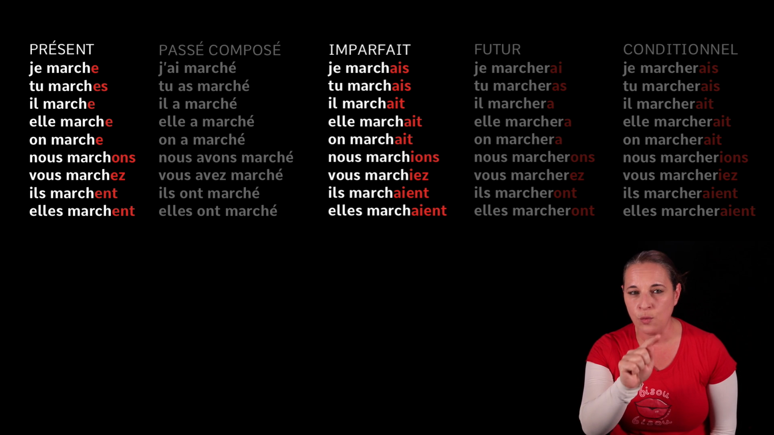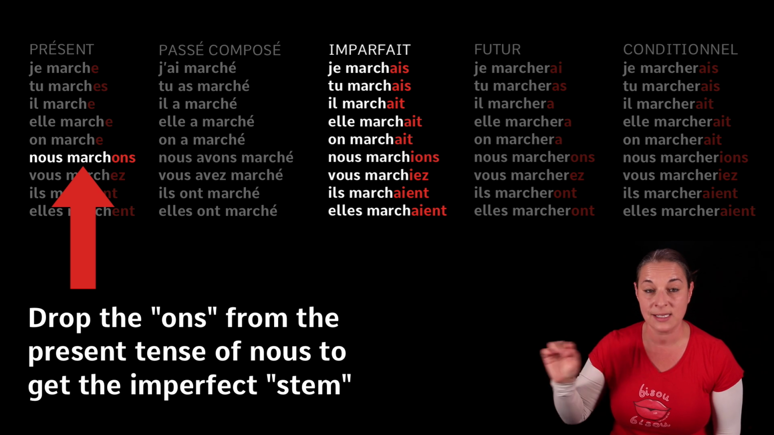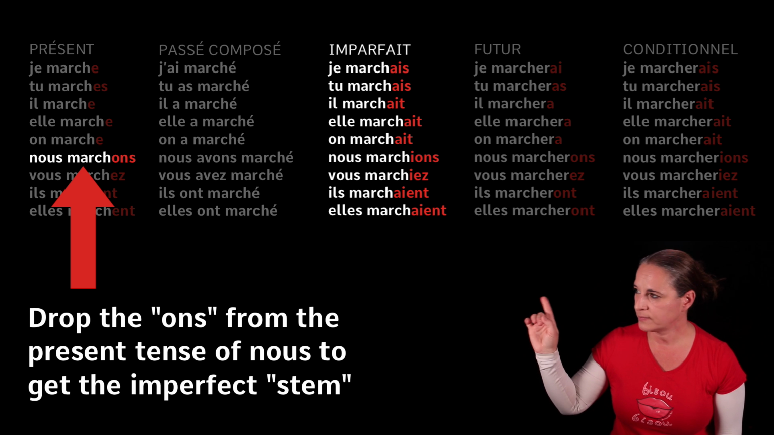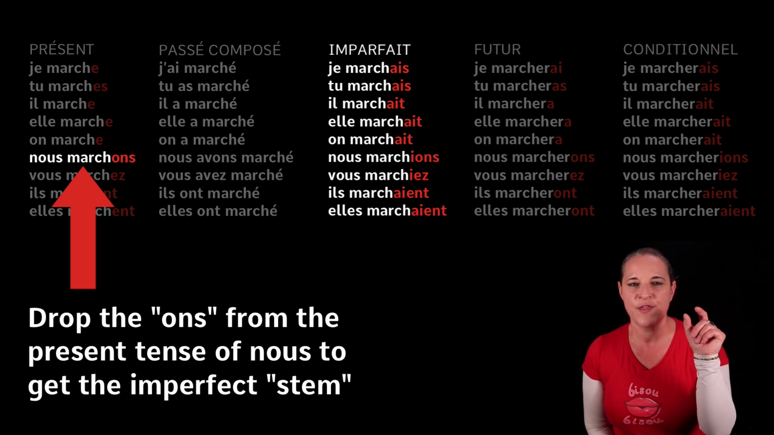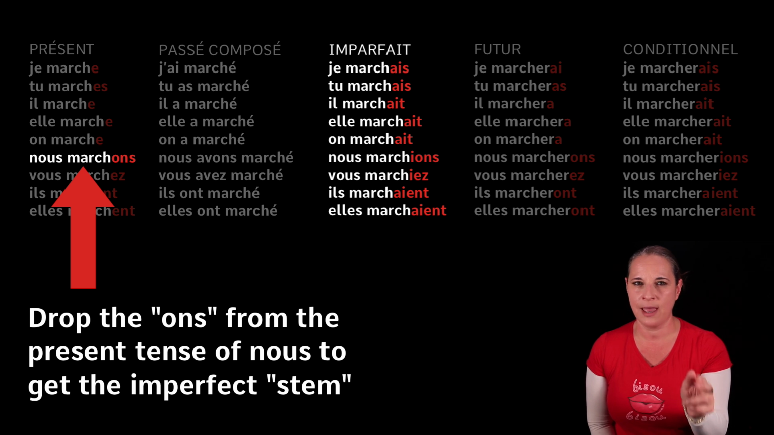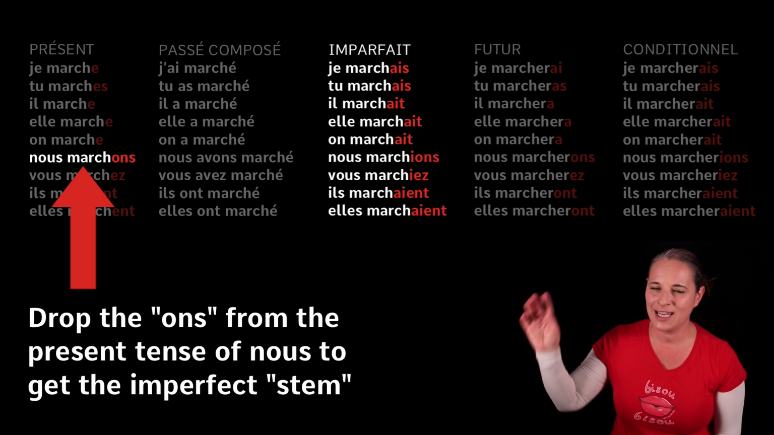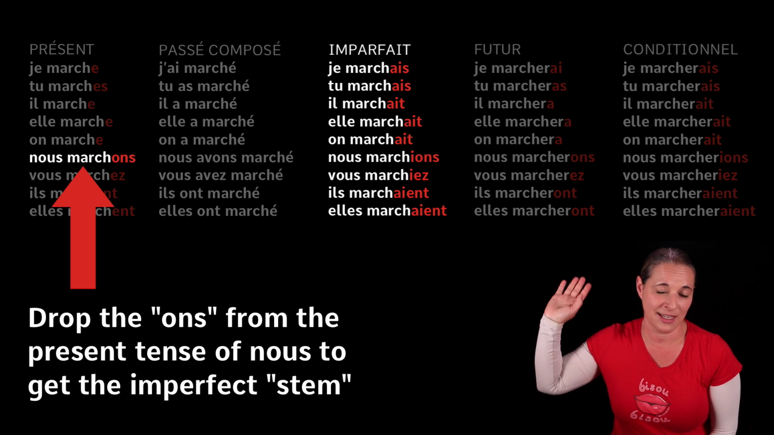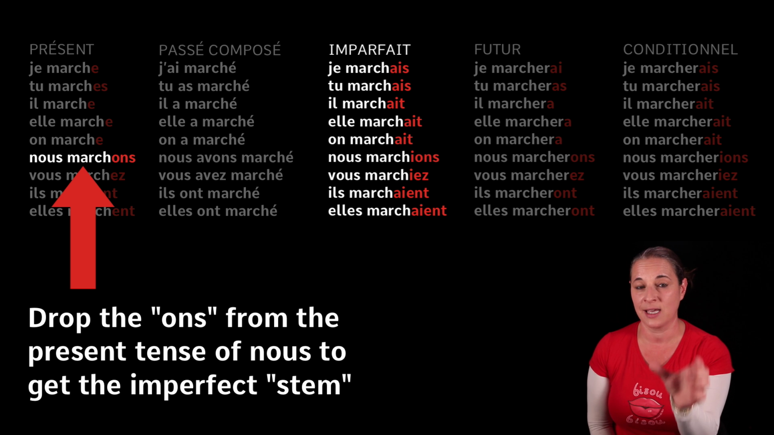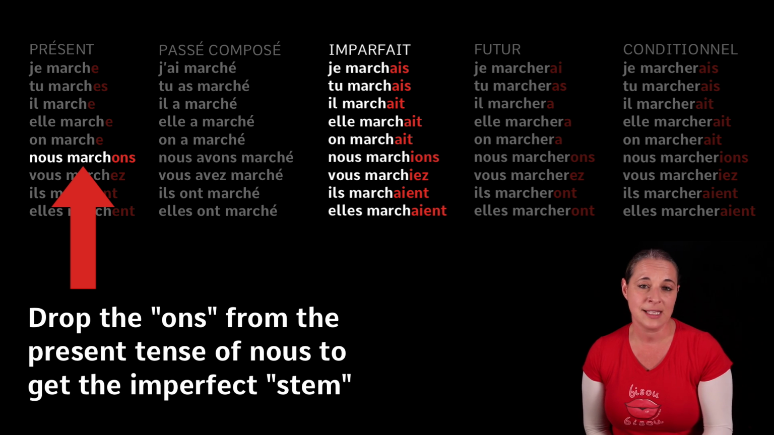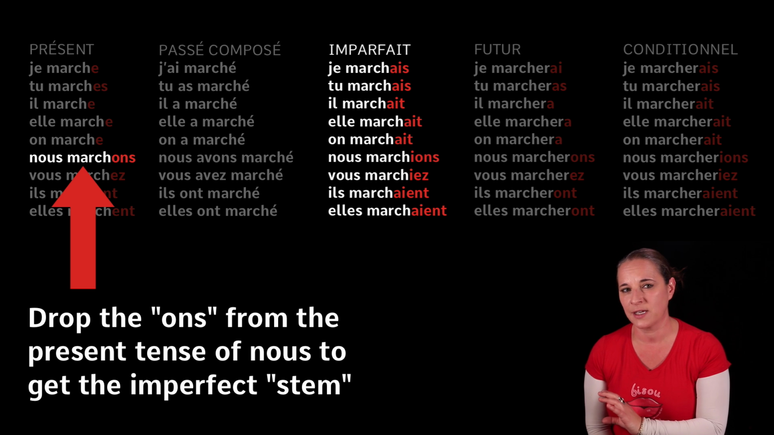Now, look at the nous form of that present tense. It's nous marchons. See that? Well, you take the stem of the nous, marche, M-A-R-C-H, and you start conjugating the imperfect verb using that stem, marche, okay? And that's how you use the stem for the imperfect tense.